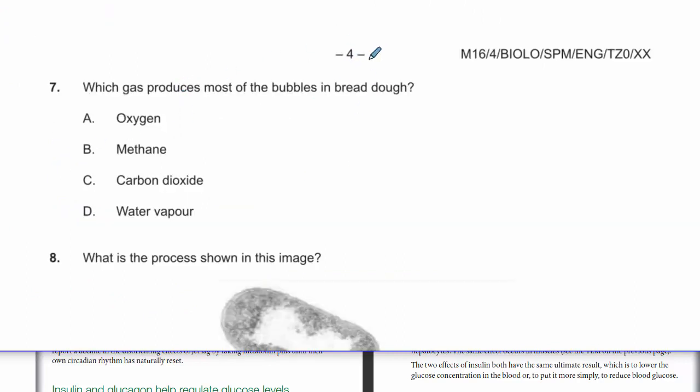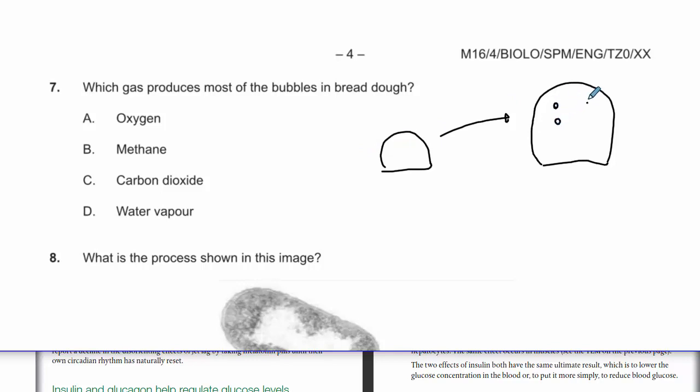Which gas produces most of the bubbles in bread dough? And here we have a rising dough. So the dough starts like this, and you have yeast in it, which belongs to the fungi kingdom, and then it rises because these fungi metabolize the sugar in the dough, or carbs, and then make gases. And if it's aerobic, you have oxygen plus sugar goes to carbon dioxide and water vapor, okay?